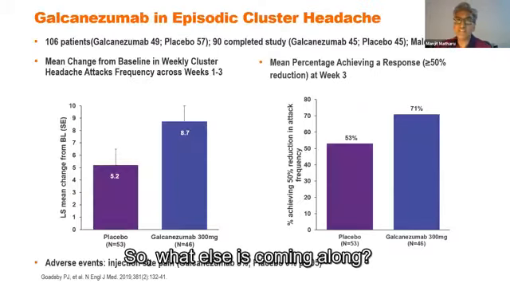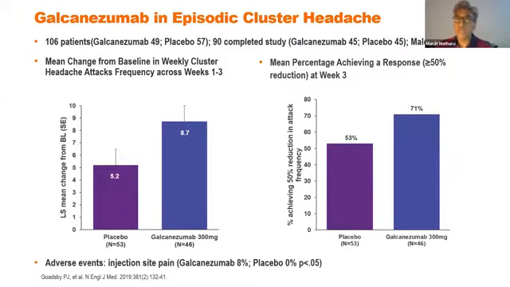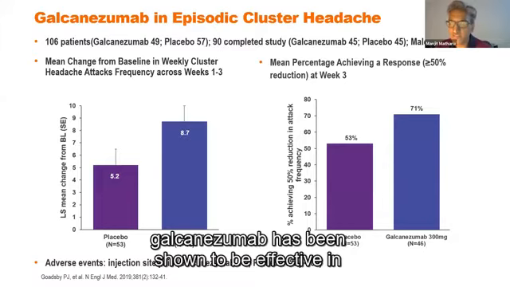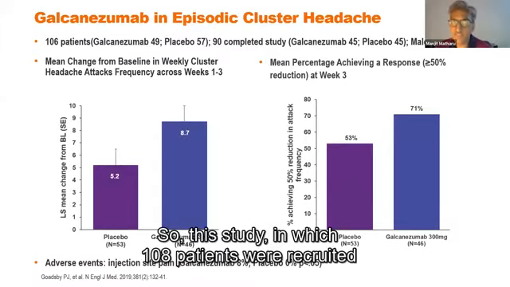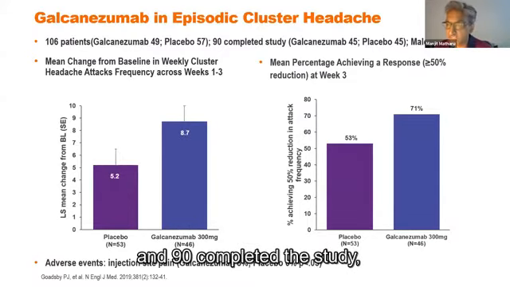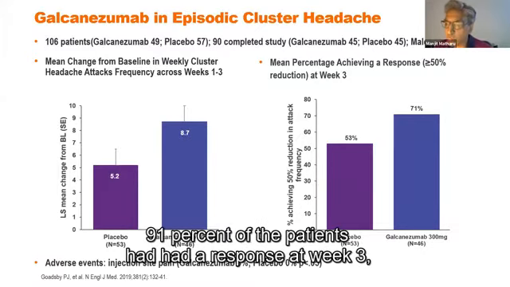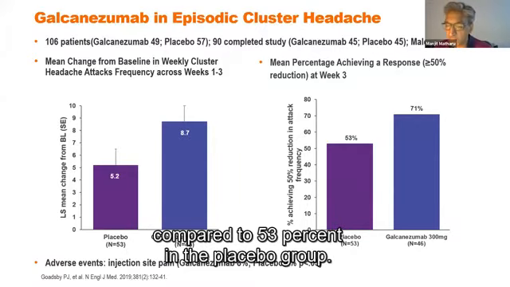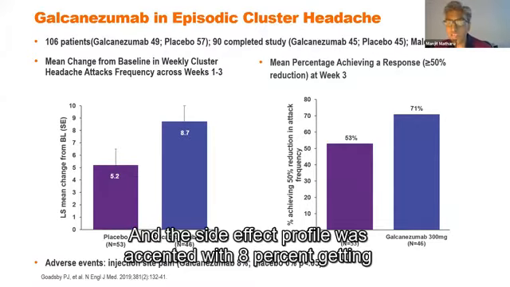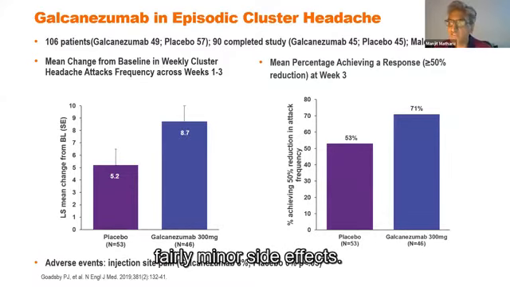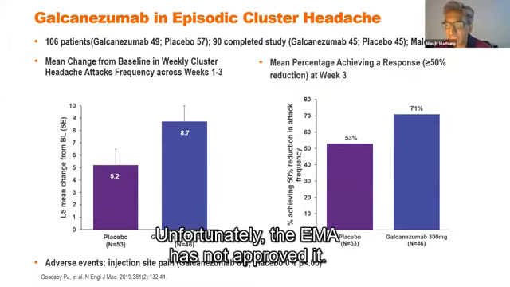So what else is coming along? For the CGRP monoclonal antibodies, galcanezumab has been shown to be effective in episodic cluster headaches. In this study, 108 patients were recruited and 90 completed the study. In episodic cluster headache, 91% of the patients had a response at week 3 compared to 53% in the placebo group. And the side effect profile was excellent, with 8% getting some very minor side effects. Unfortunately, the EMA has not approved it.